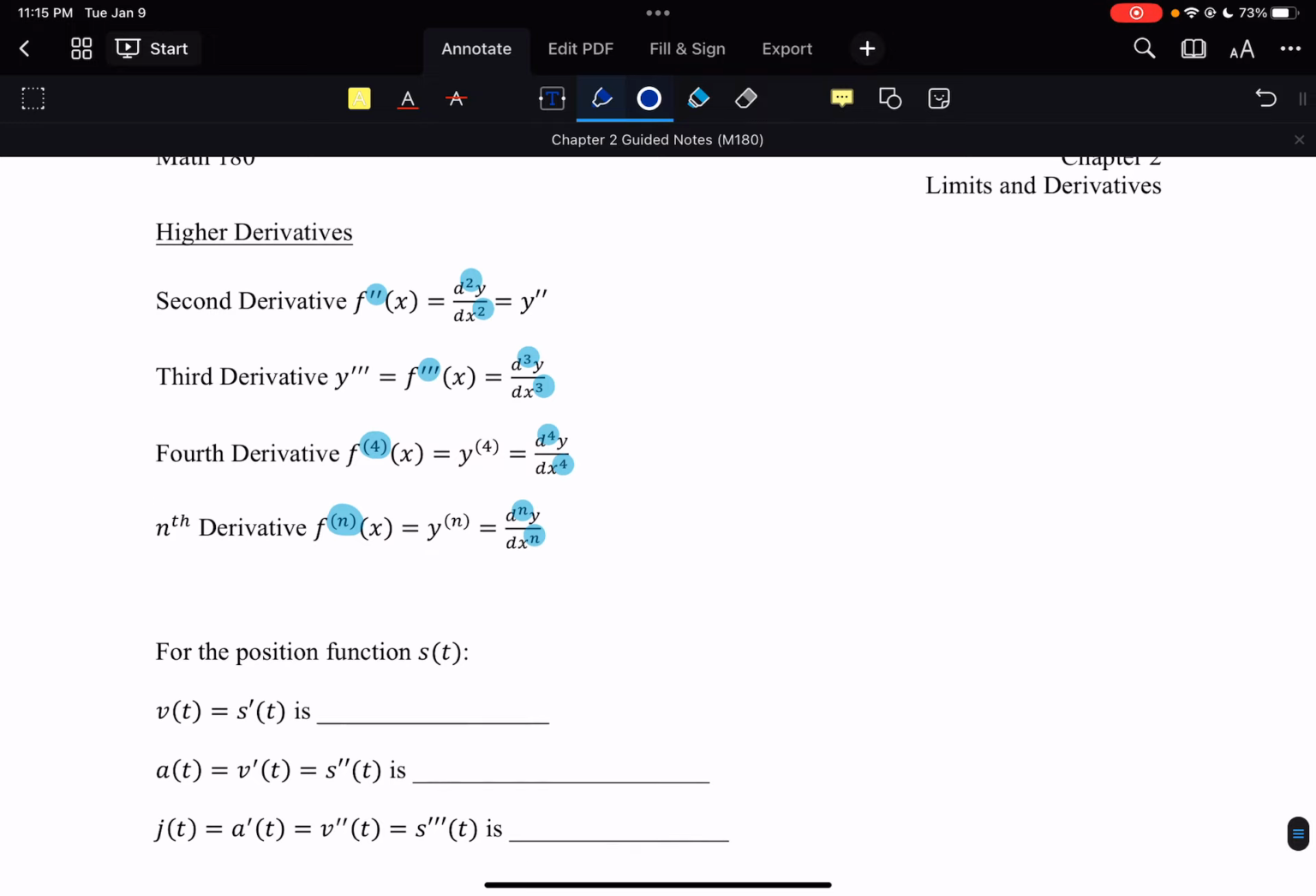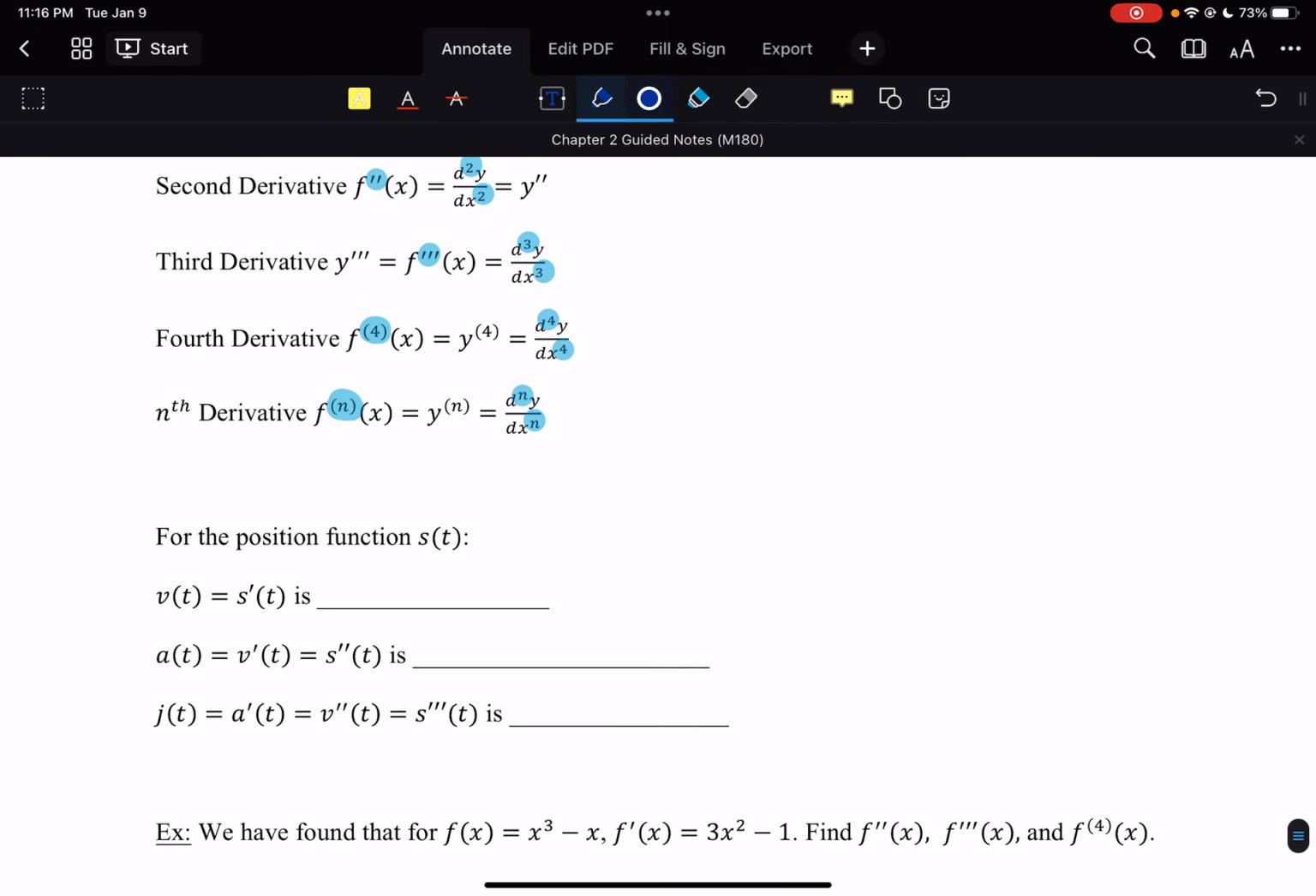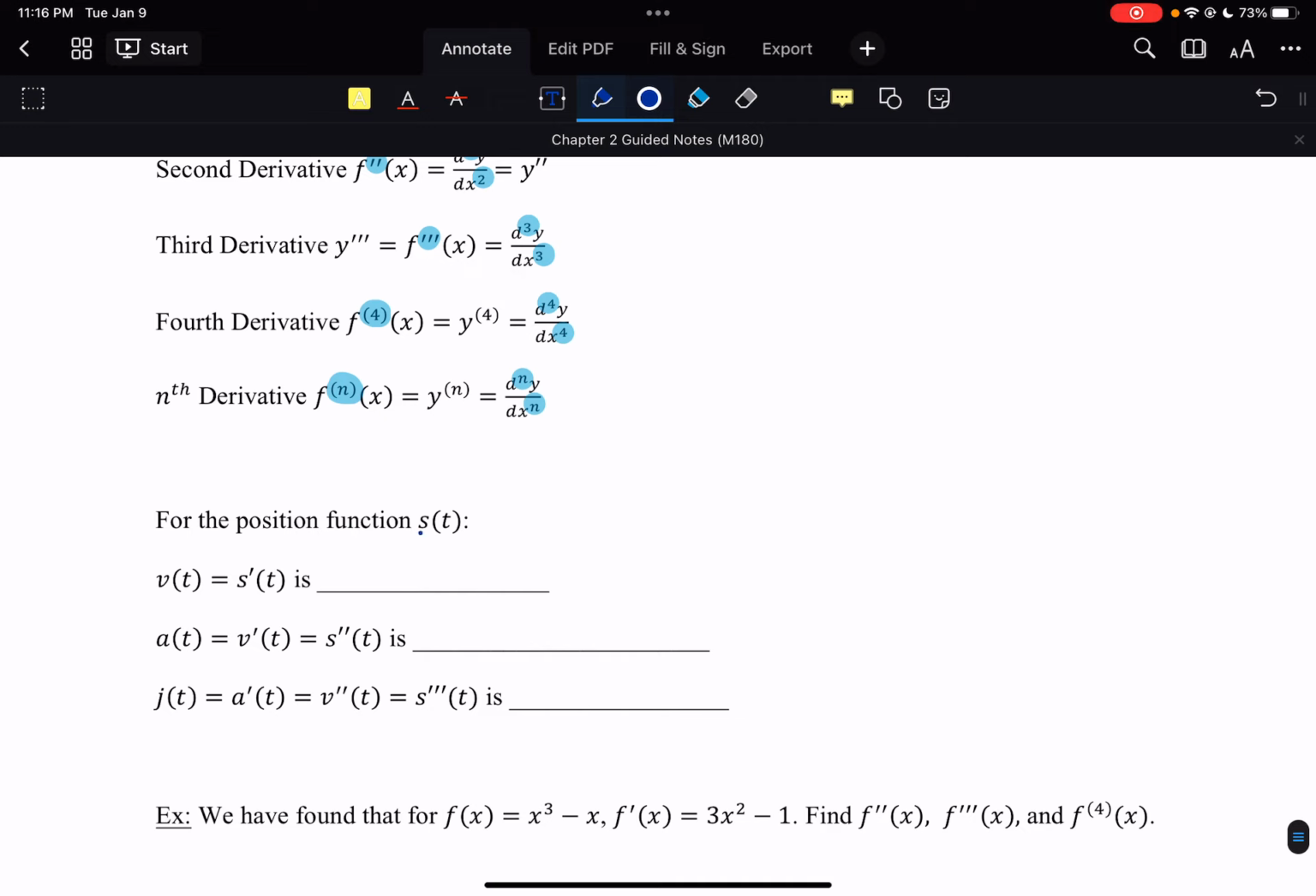In terms of our application, we've been looking a lot at position and velocity. So position is the function s of t. The derivative of position that we've talked about a lot is the velocity. The rate of change, or the derivative of velocity, is acceleration. And the derivative of acceleration, or the rate of change of acceleration, which we don't see come up too much, but it does have its own name. This is called the jerk.